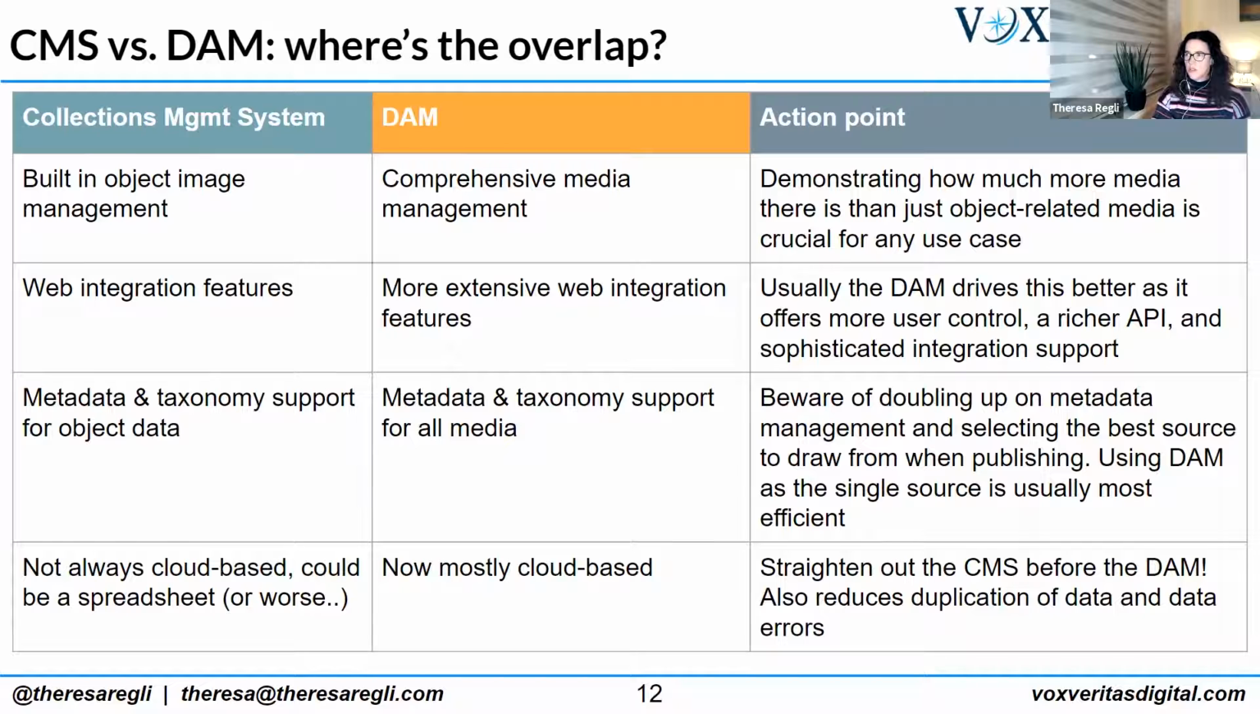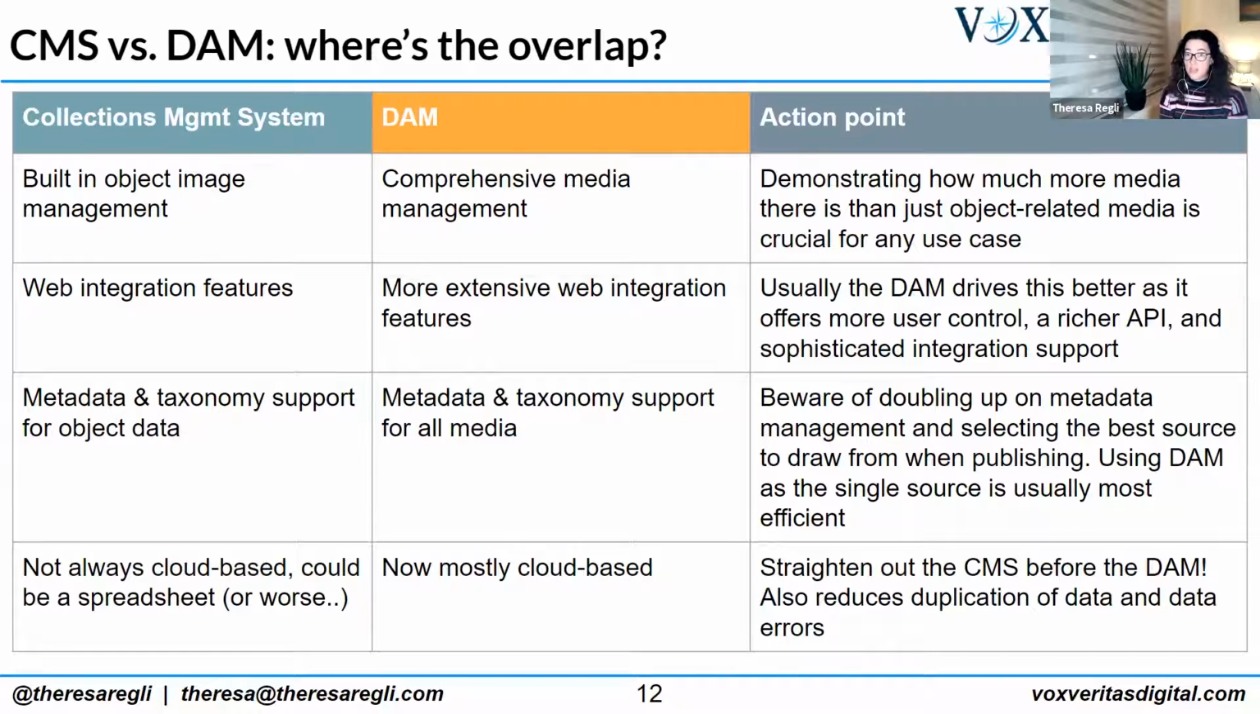You're going to have to think about different ways to do that in a DAM instead. So thinking about how much more media there is beyond the object related is part of the planning that you need to think about, and where that CMS has to stop.